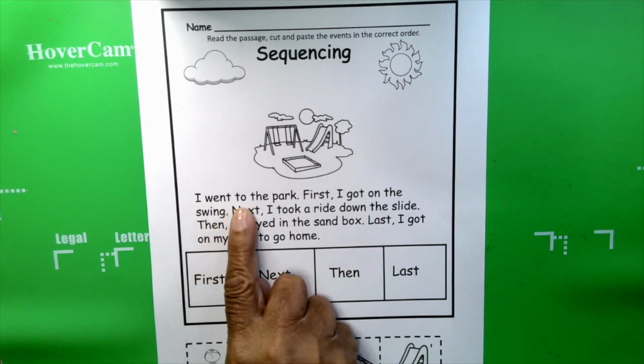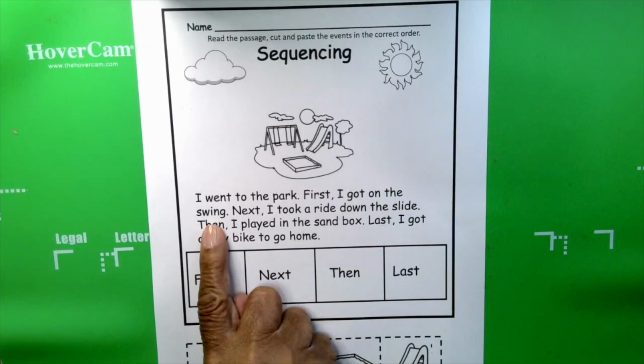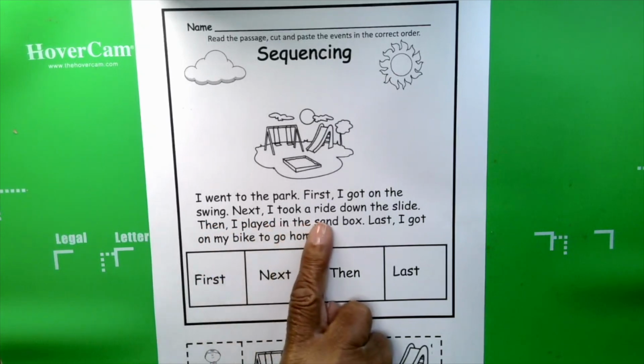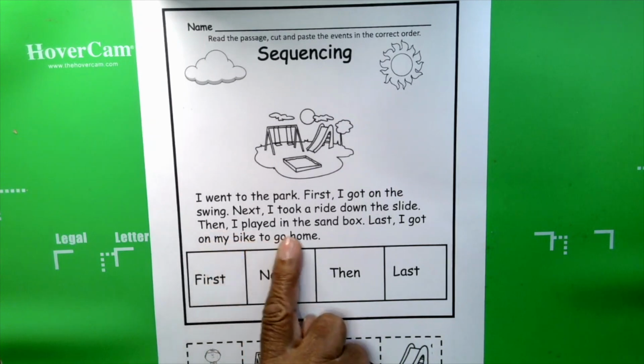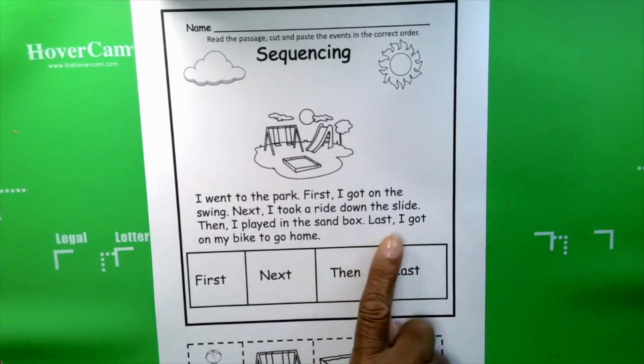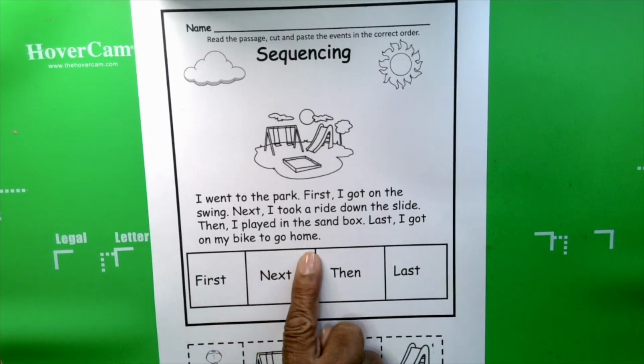I went to the park. First, I got on the swing. Next, I took a ride down the slide. Then, I played in the sandbox. Last, I got on my bike to go home.